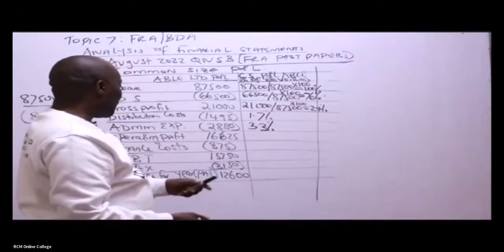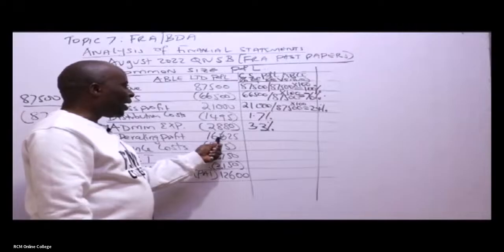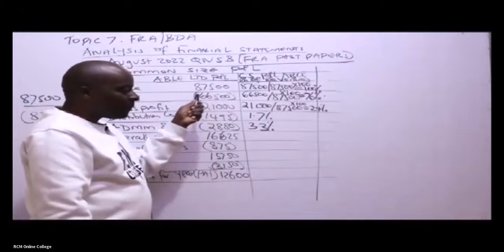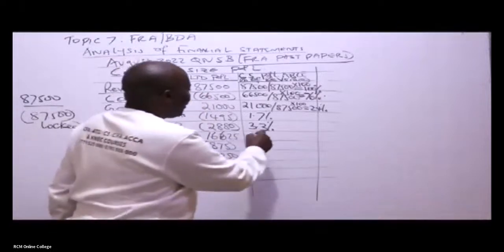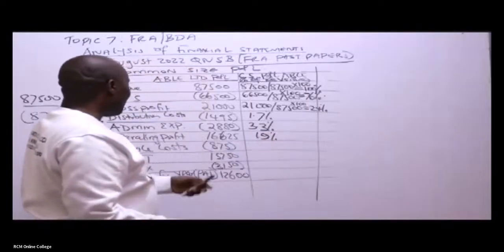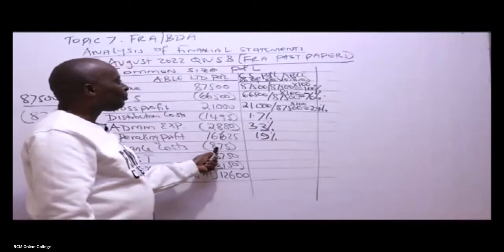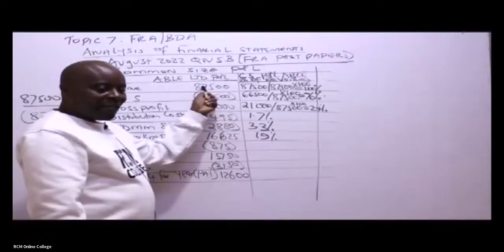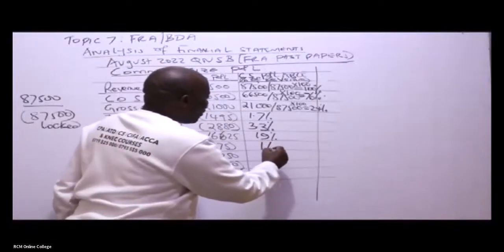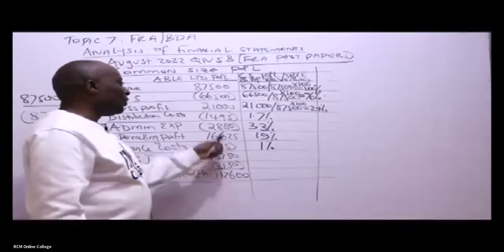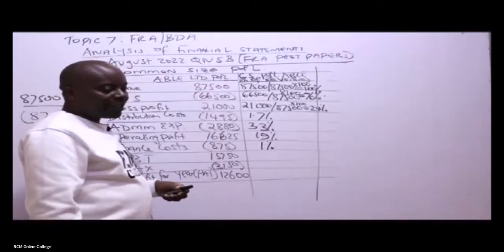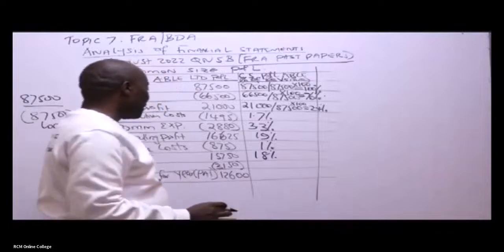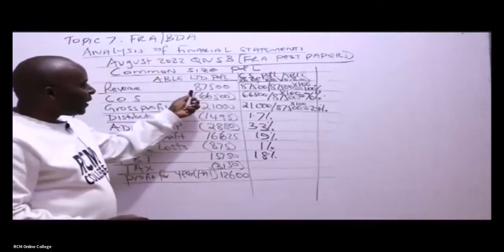Then we go straight to operating profit, where you take this figure divided by 87,500. Just take everything divided by the base. So we have 19%. Then we have a finance cost, 875, divided by the base, the common size base, giving 1%. Then 15,750 divided by the base gives me 18%. And then we have 3,150 divided by 87,500.